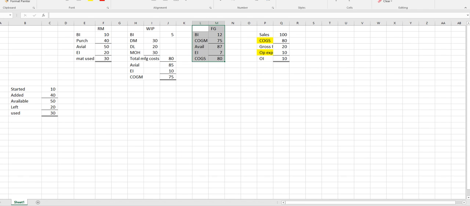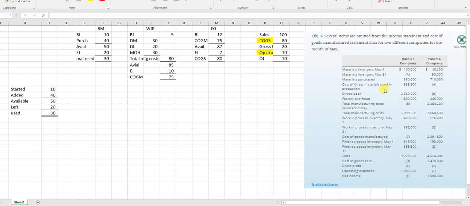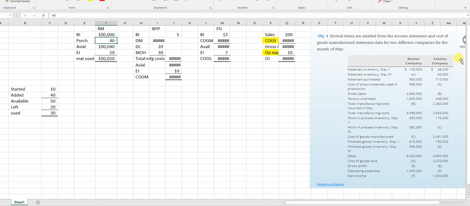So we're going to go to this last problem. I'm going to pause, and I'm going to have this set up on my spreadsheet just so I can fill it in pretty quick. But remember, it's going through each of these, and I'm going to solve for these letters just by plugging in these. So this is materials inventory, so that's my raw materials. Make sure you don't say WIP or finished goods inventory. So my materials inventory is 100,000. Now I'm not going to do commas. You can try it on your own, but I purchased 950,000.